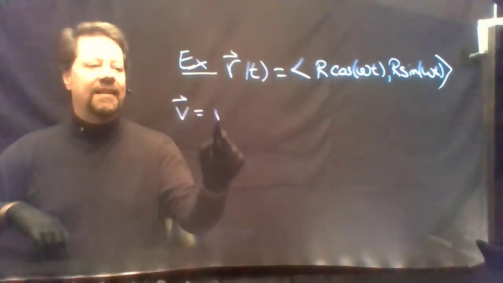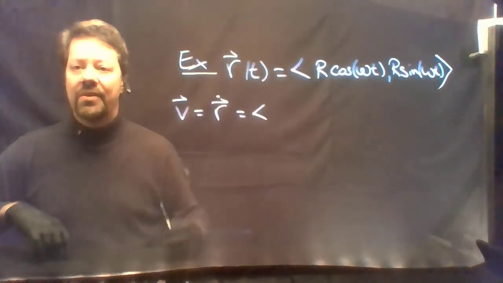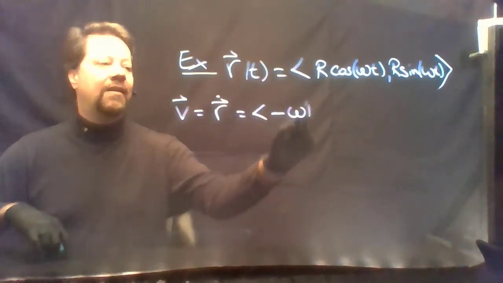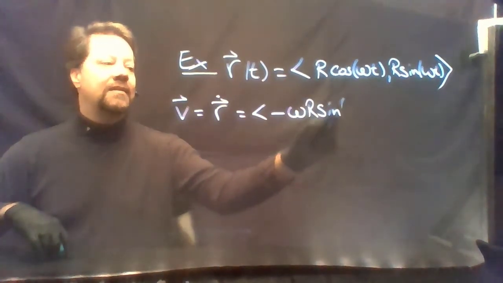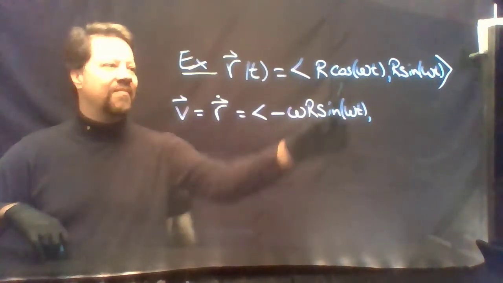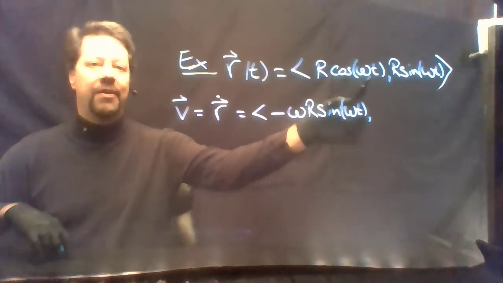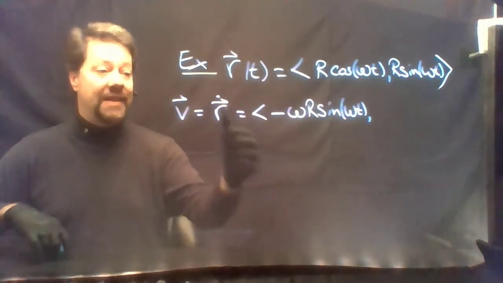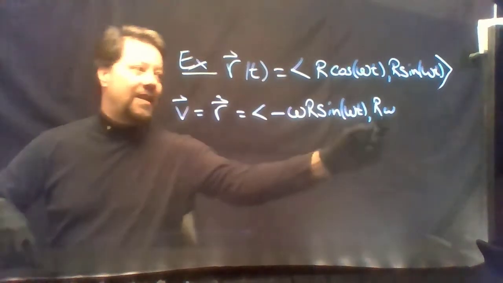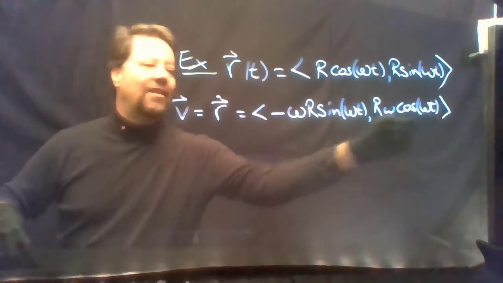The velocity then is, using the chain rule, minus omega r sine omega t for the first coordinate. The derivative of cosine is minus sine, but you have to multiply by the derivative of the inside with respect to t, and that will give you a factor of omega, times the cosine of omega t.